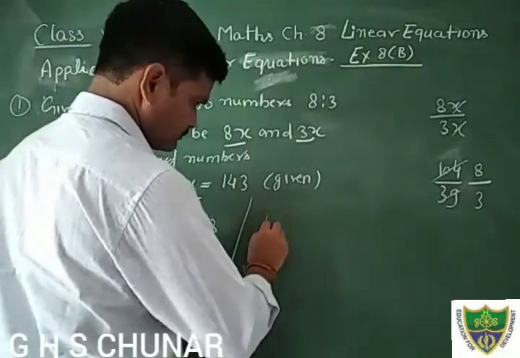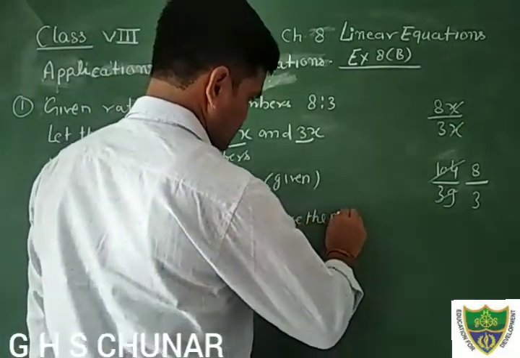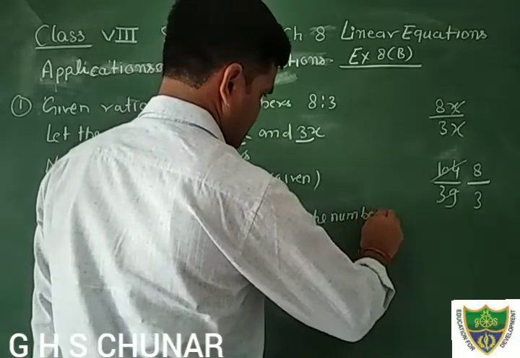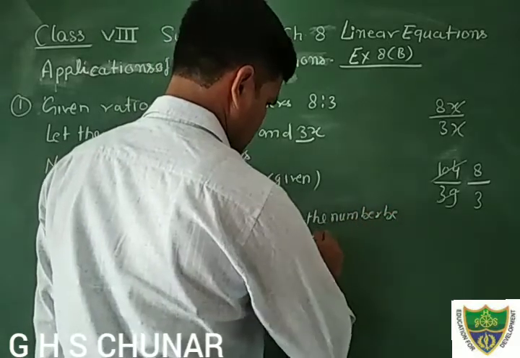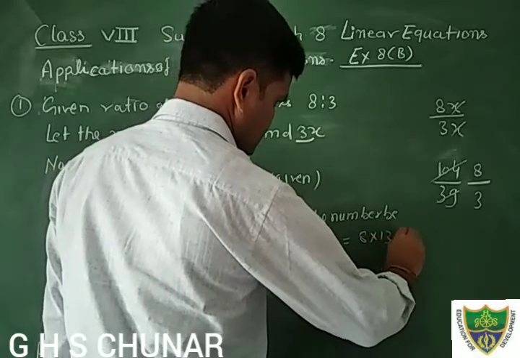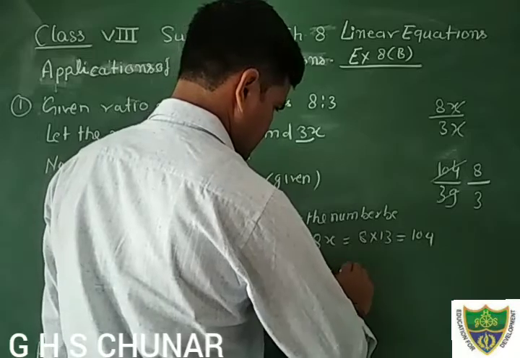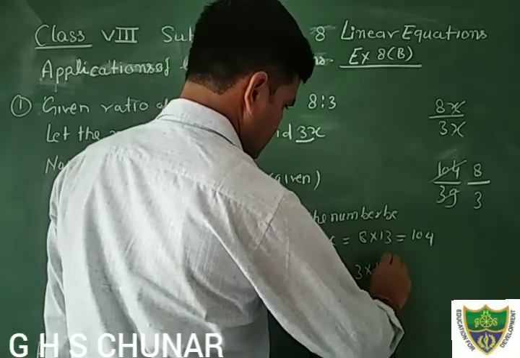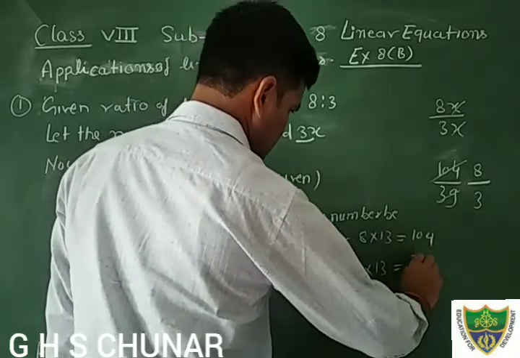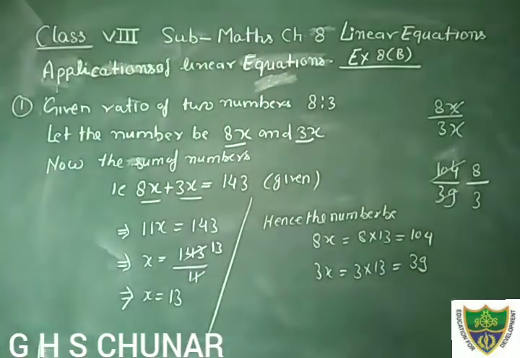Hence, the numbers are 8x, that is 8 into 13, that is 104, and 3x, that is 3 into 13, that is 39. Okay?